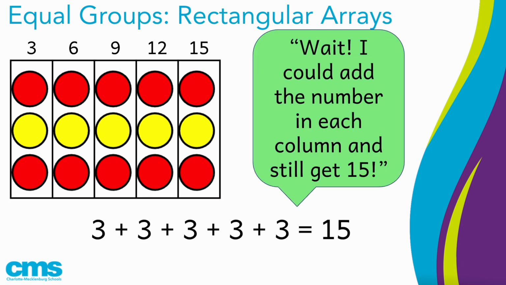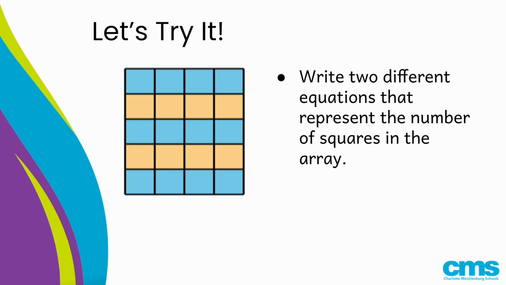Another way that students could also find the total for this array is to skip count in the columns, right? So skip counting 3, 6, 9, 12, 15, so that we are going to add together 3 plus 3 plus 3 plus 3 plus 3, and that still gets you 15. So either way works to get the same total, and we want students to recognize that there are 2 ways to do this.